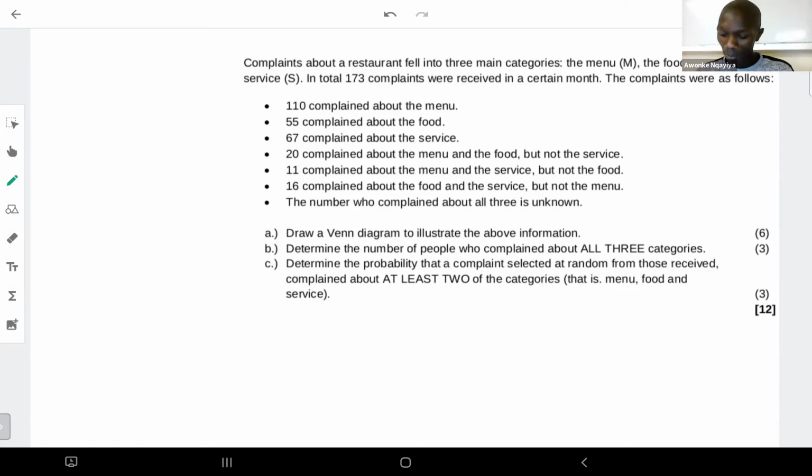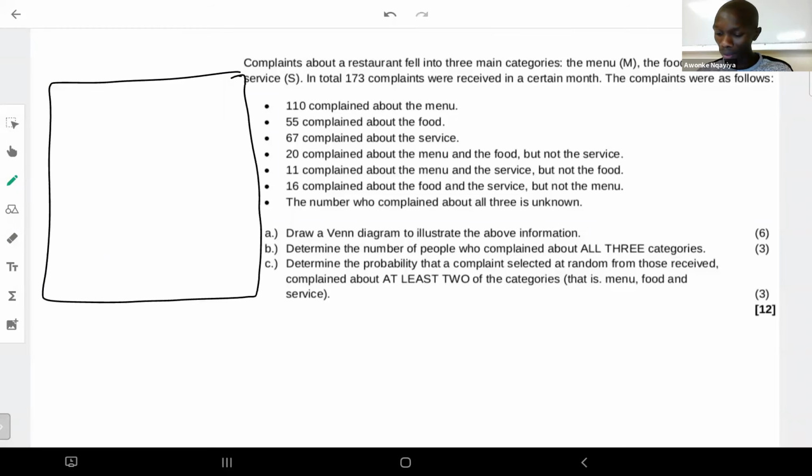A Venn diagram appears in a box like that, as we have seen before. Remember, the total space, which is n(S), is equal to 173. We know that there are 173 complaints there. And we know that there are three circles that we expect. Maybe they will intersect, maybe they will not, but there are three circles. There is menu, there is food, and there is service.